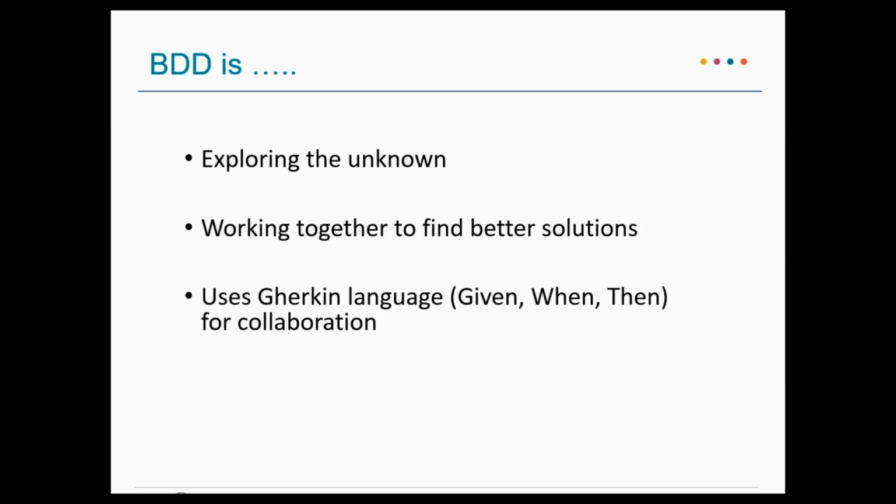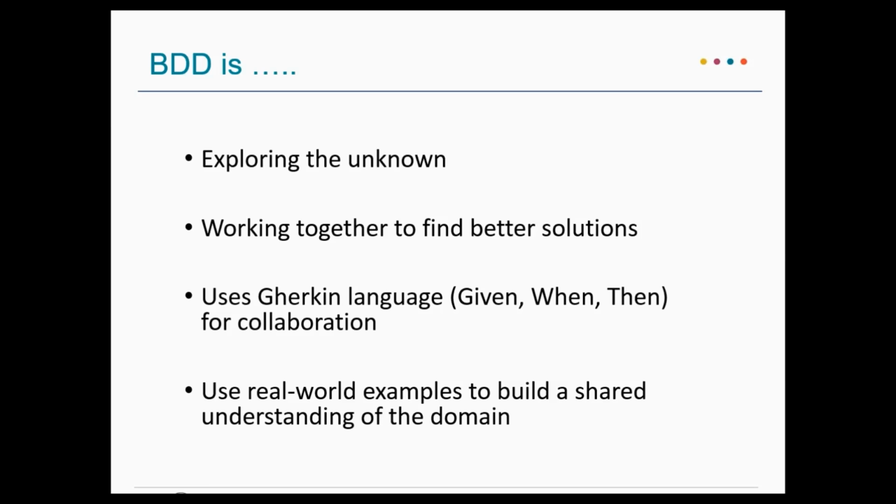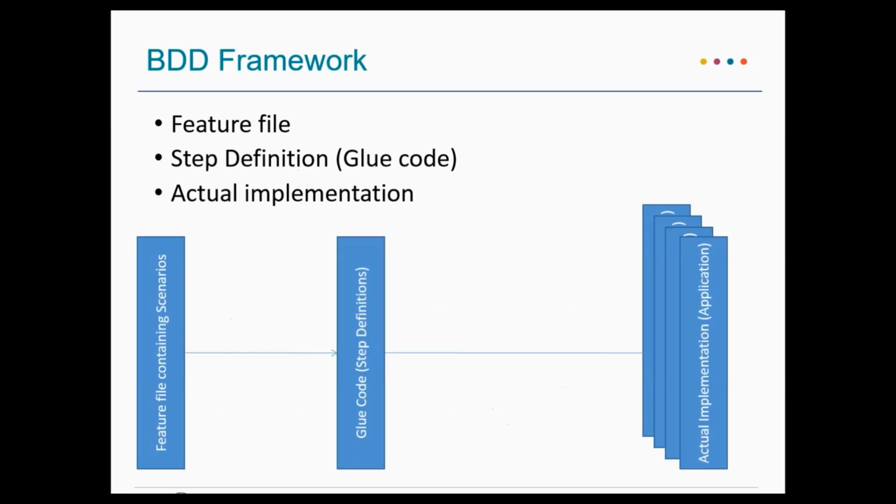And it uses the Gherkin language, which is a ubiquitous language that is understandable by a layman as well, using given, when, and then. Using this Gherkin language during our collaboration is really good. It also uses real-world examples to build a shared understanding of the domain. Those examples give lots of clarity, so people are able to understand what I am talking about or what the others are talking about. So that is what BDD is.